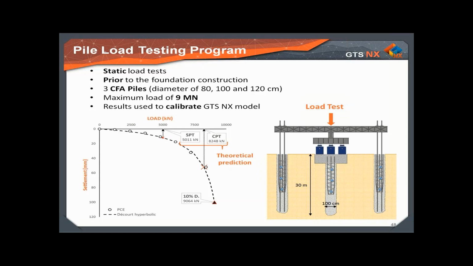The program of pile load testing was undertaken, which included 3 CFA continuous flight auger piles tested to the maximum load of close to 9 meganewtons. The static load tests were undertaken prior to the foundation construction, which allows a better understanding of the behavior of the piles. The results of the pile load tests were compared to the values obtained by the semi-empirical approaches using methods of SPT and CPT.